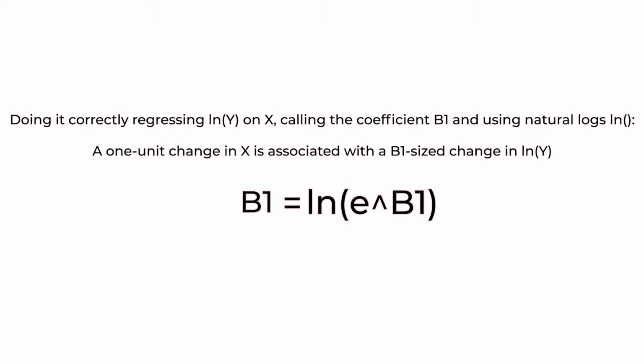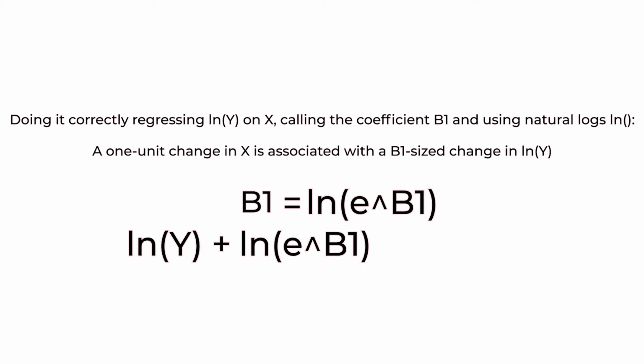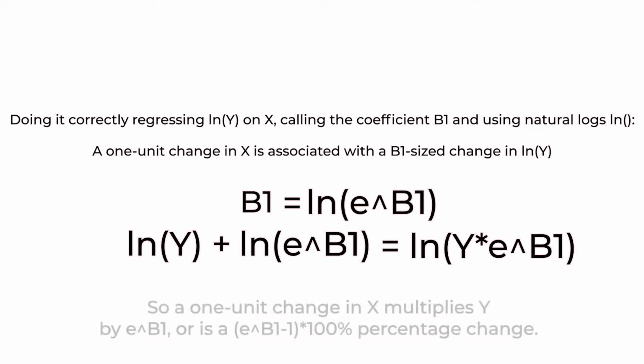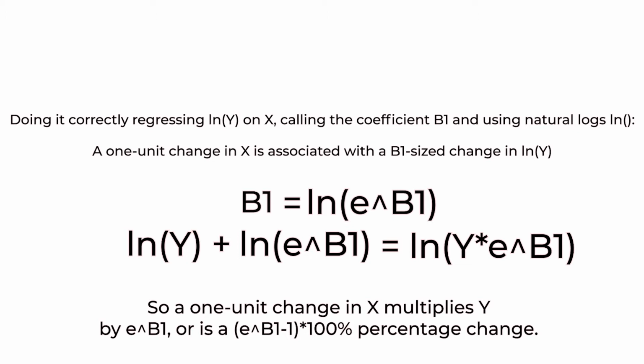If we're talking about a natural logarithm, which in social sciences we always are. So now we have the logarithm of y plus the logarithm of e to the power of beta 1. That turns into the logarithm of y times e to the power of beta 1. So now we know that we have increased y proportionally by e to the power of beta. So if you're talking about some sort of increase, then what you're really talking about is a proportional increase of e to the power of whatever your coefficient was.